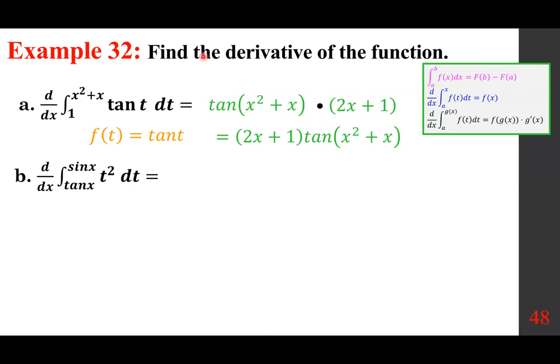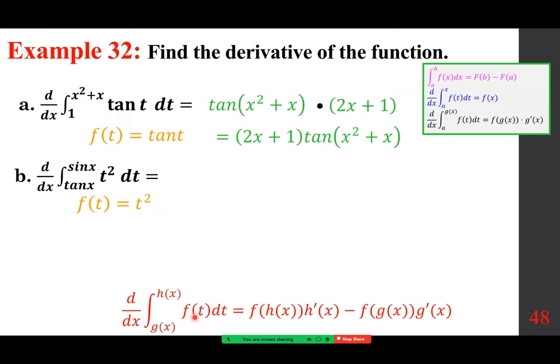Now, we have two functions. The lower limit as well as the upper limit are both functions. When the upper limit is a function, we have f of g of x times g prime of x. What happens when the bottom is also a function, then we expand it in the following manner. First of all, the function is t squared. Then we use this formula. If we are taking the derivative of f of t dt as we go from g to h, then it is f of the top limit times h prime of x minus f of the bottom limit times g prime of x.